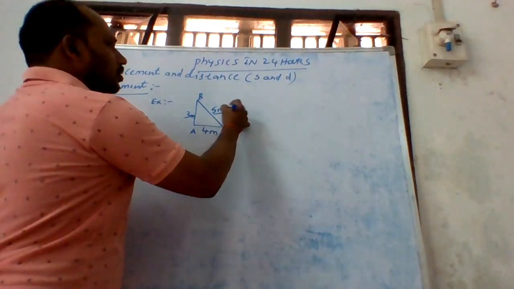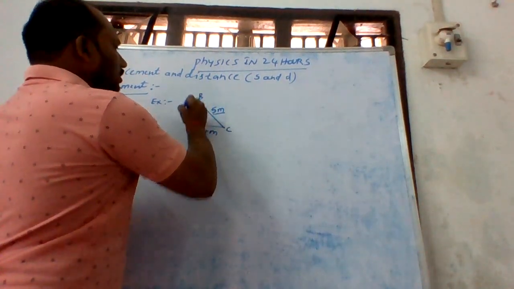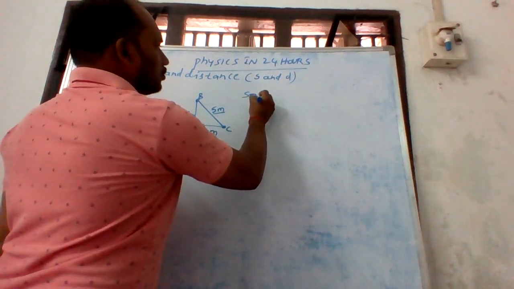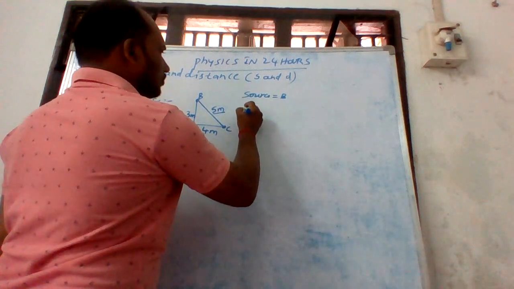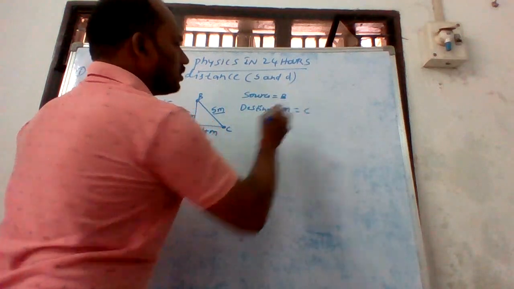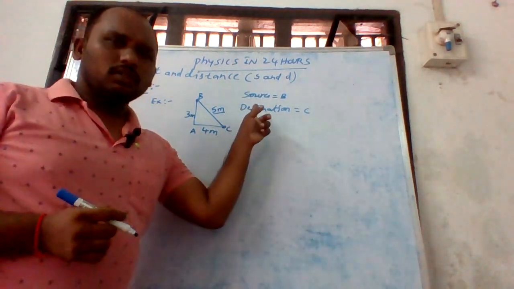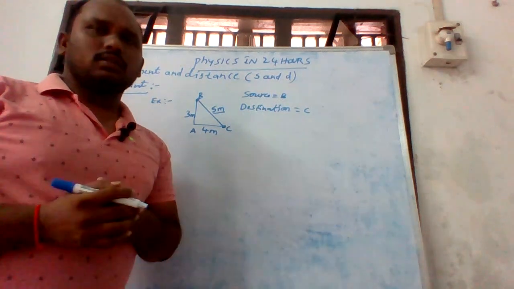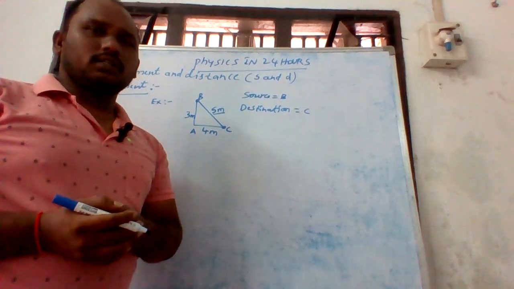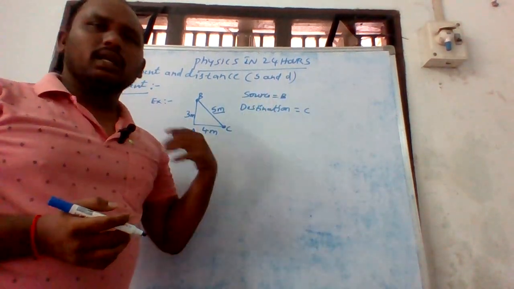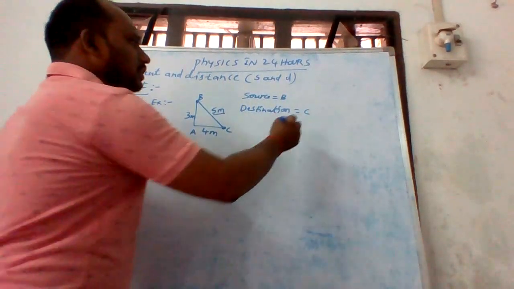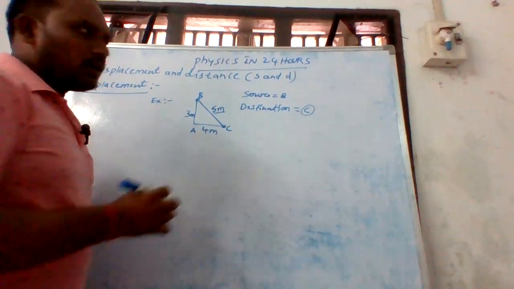Now let's say my source is B and my destination is C. First identify the source: source is B, destination is C. What is the meaning of it? Source means where I started. I started from B, so that is the source. Destination means where I want to reach, and that is C. So C is the destination and the source is B.